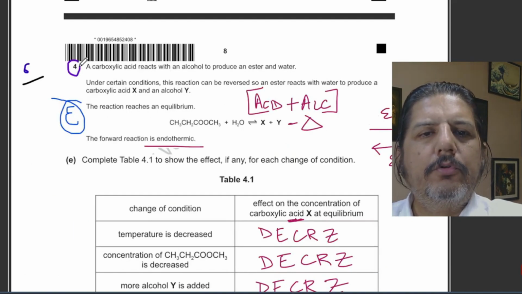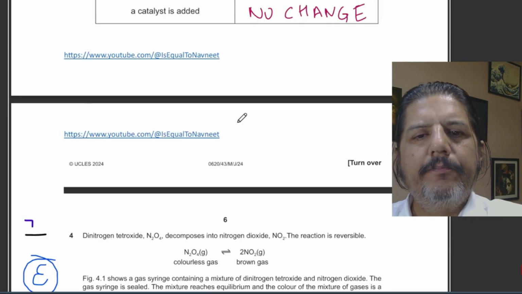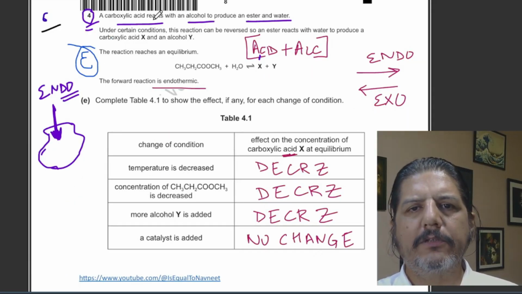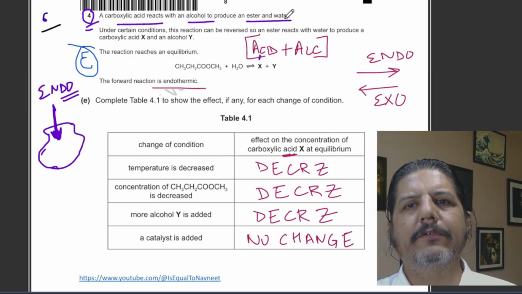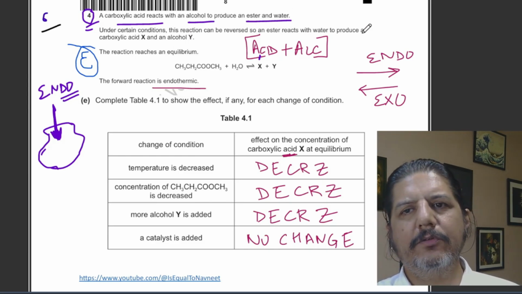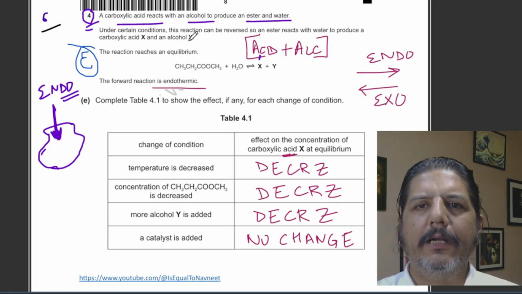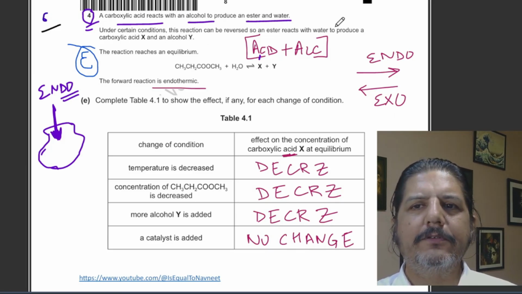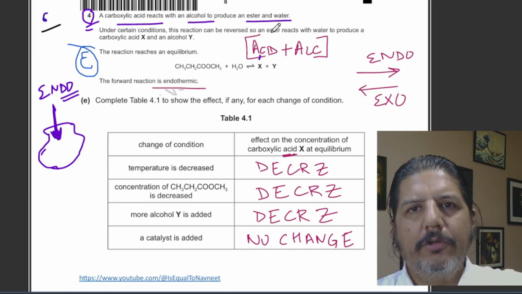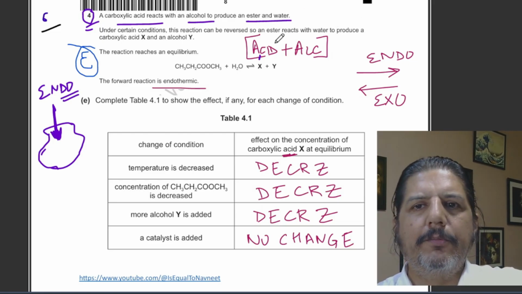Now let's go to the next question where we discuss this reaction again. In the next question, a carboxylic acid reacts with alcohol to produce ester and water. Under certain conditions, this reaction can be reversed. So an ester reacts with water to produce carboxylic acid and alcohol. Now this is a pretty famous equation. You would have studied this in the organic chapter, or you will study this in the organic chapter.